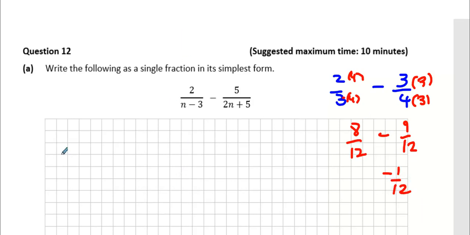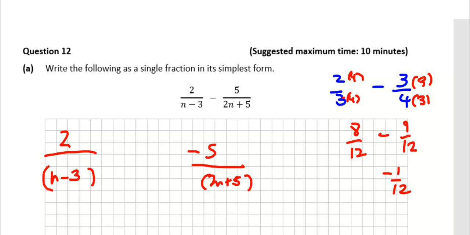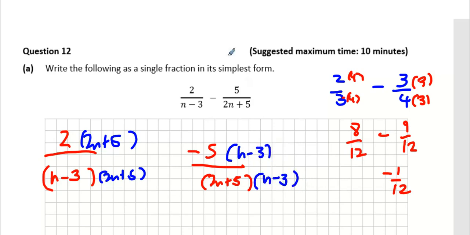We're going to do a similar method here. We're going 2 over n minus 3, and then we're going to have -5. That minus belongs to the 5, just to let you know, so we might just move the minus up towards the 5, and that's 2n plus 5. Now to look across at each other, the n minus 3 sees the 2n plus 5, so you do 2n plus 5 top and bottom, in the same way you did the 4 top and bottom. The 2n plus 5 looks across, sees the n minus 3, so you do n minus 3 top and bottom, like so.